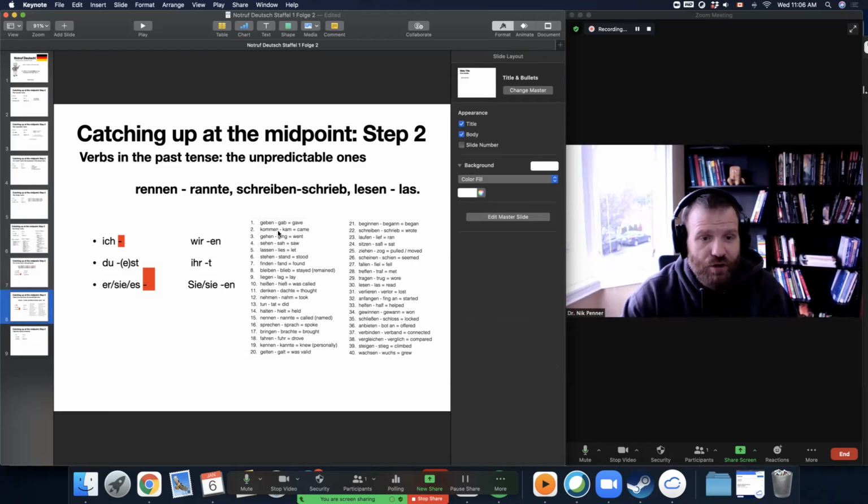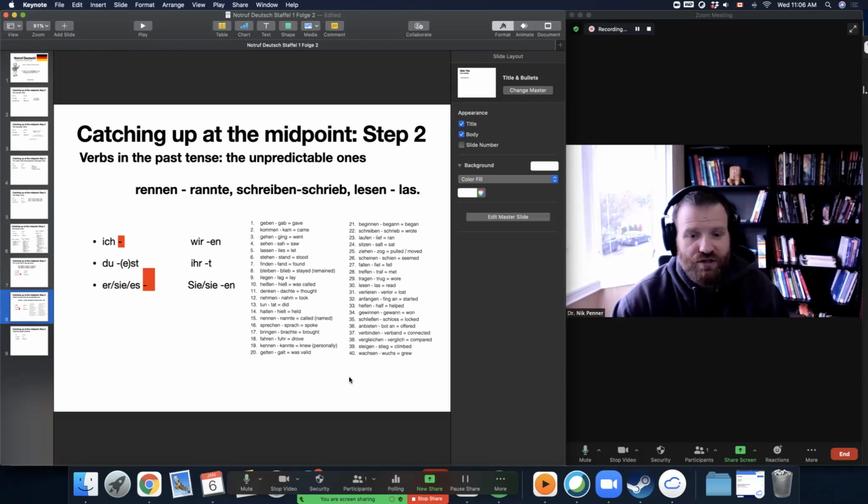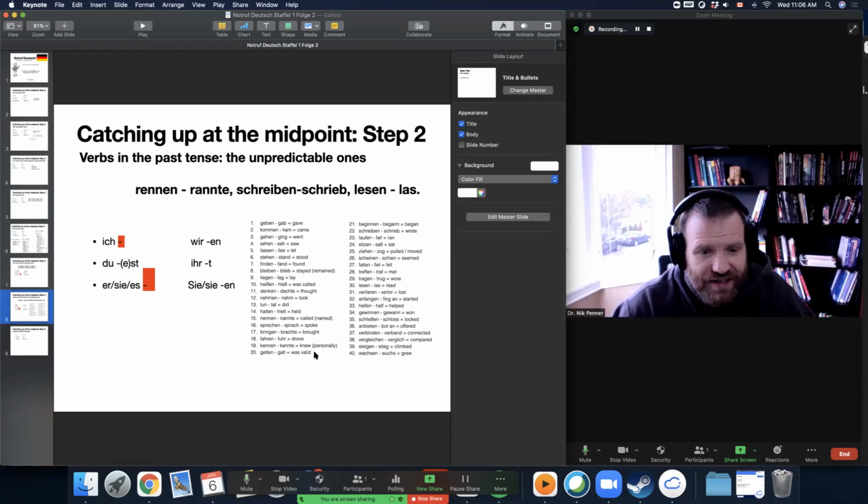So geben, gab, kommen, kam, gehen, ging, sehen, sah, and so on. Rule of thumb for now, while you're still beginners: if the verb is not on that list, add te to it. If you can look things up, of course, if you're in front of your computer, look up the past tense. Okay, so if you memorize these 40 verbs with their past tense forms, then you'll have the past tense covered.